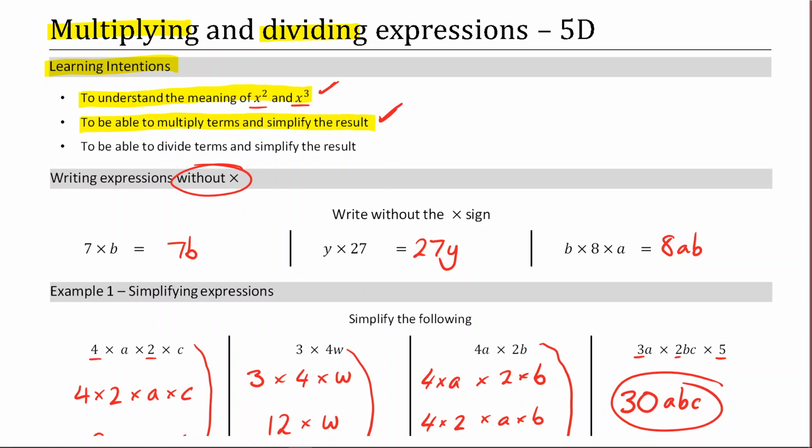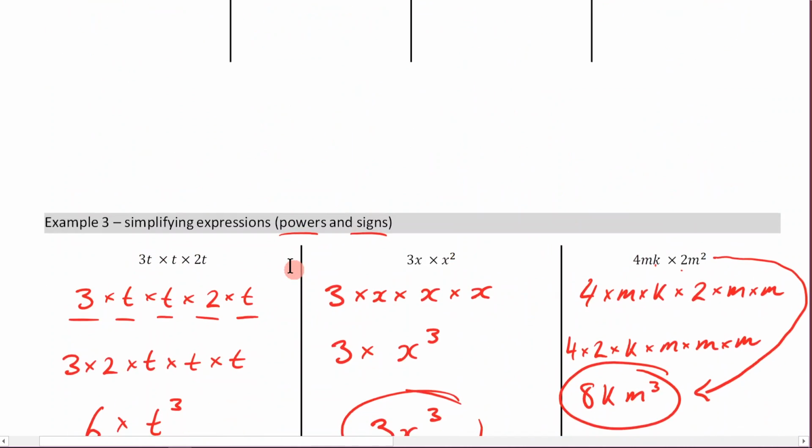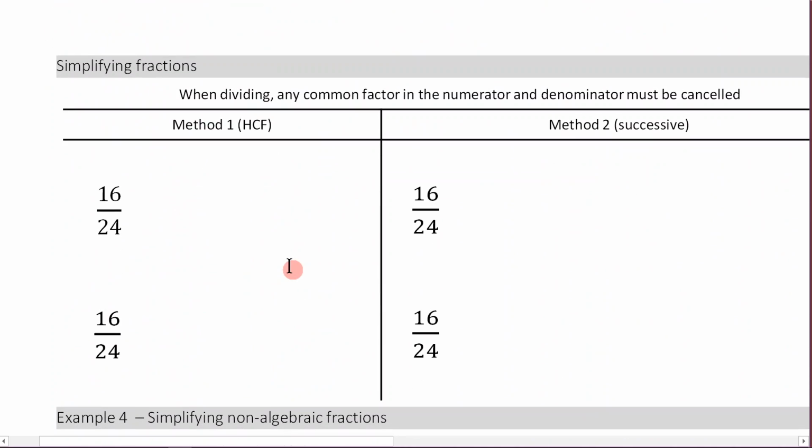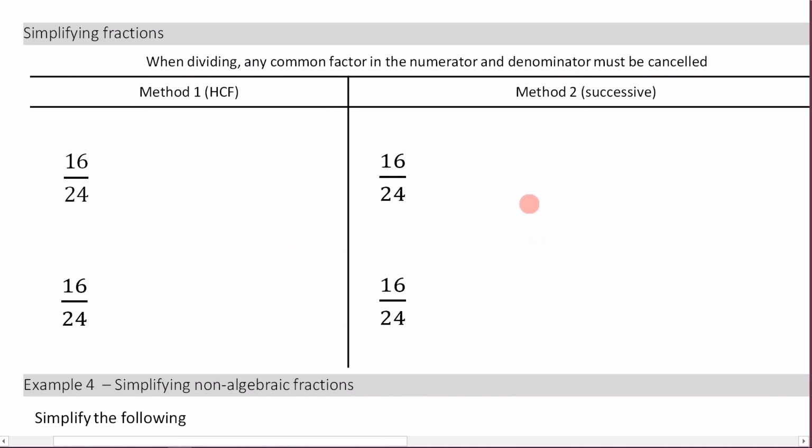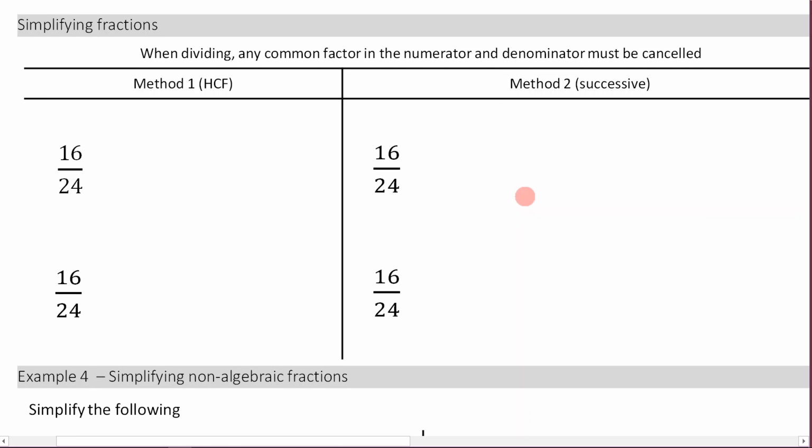Perfect. So this is the second part of 5D, in which we will be discussing this third learning intention, which says to be able to divide terms and simplify the result. What I want you to do is come down to this page right here, in which it says simplifying fractions. Now, I know that you have simplified fractions last year in year 7, so I'm going to begin with a bit of a refresh. So remember, there are two ways we can simplify fractions.